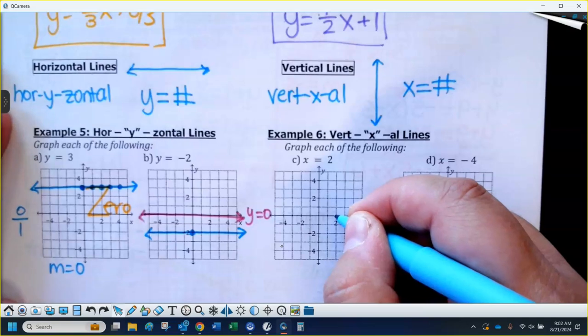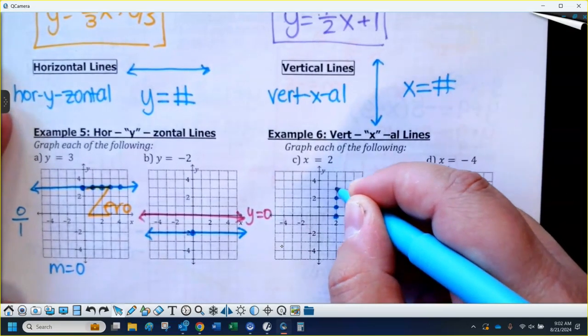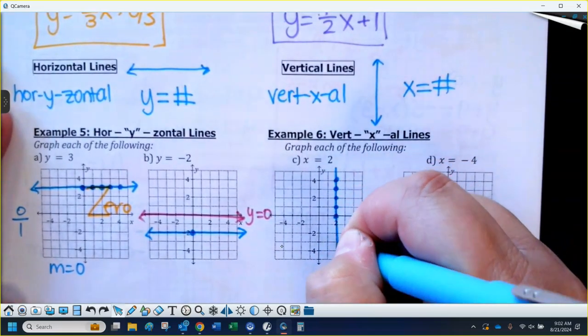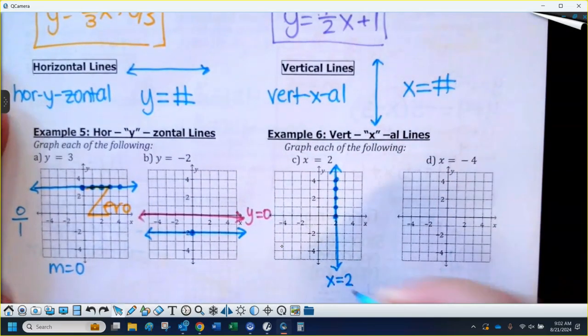So for example, here's x is 2, 0, right? Here's 2, 1, 2, 2, 2, 3, 2, 4, which forms a vertical line. I know it trips people up because it's parallel to the y-axis, but this is actually x equals 2. All the x coordinates are the same.